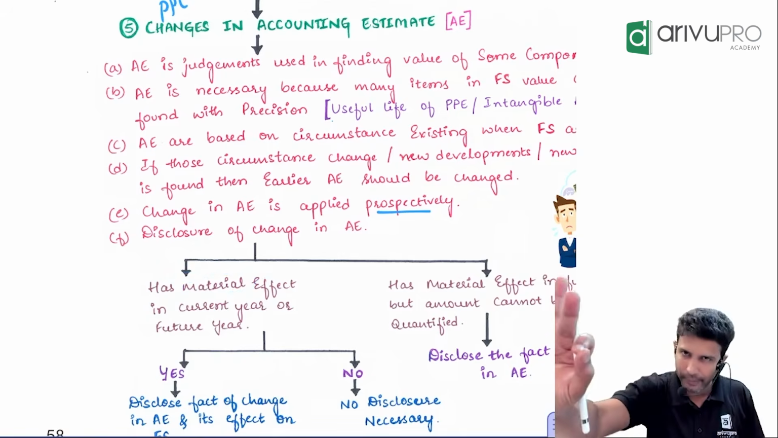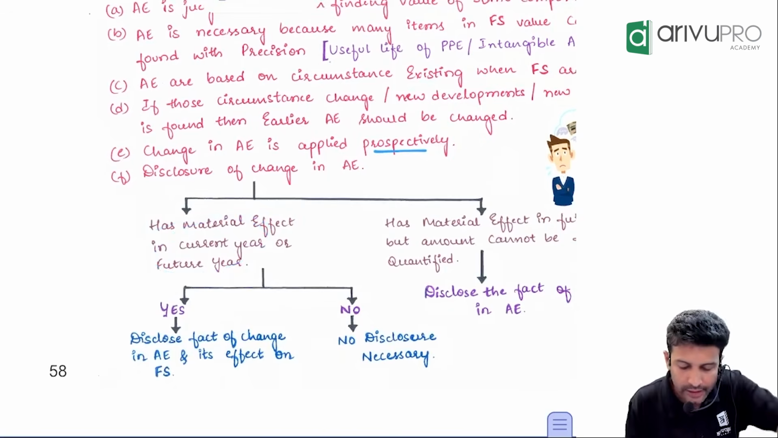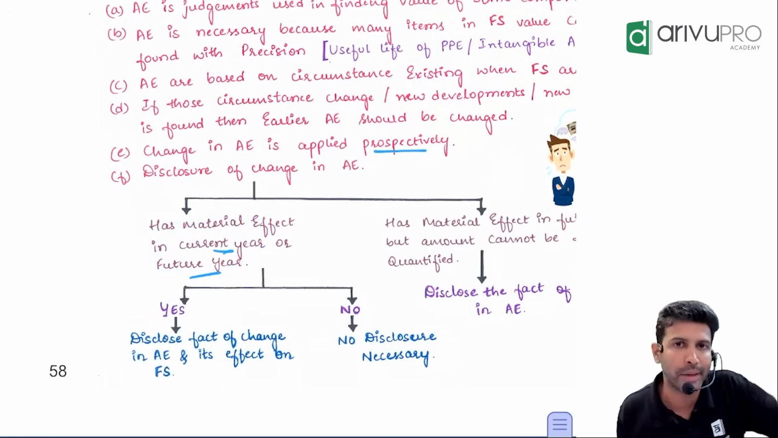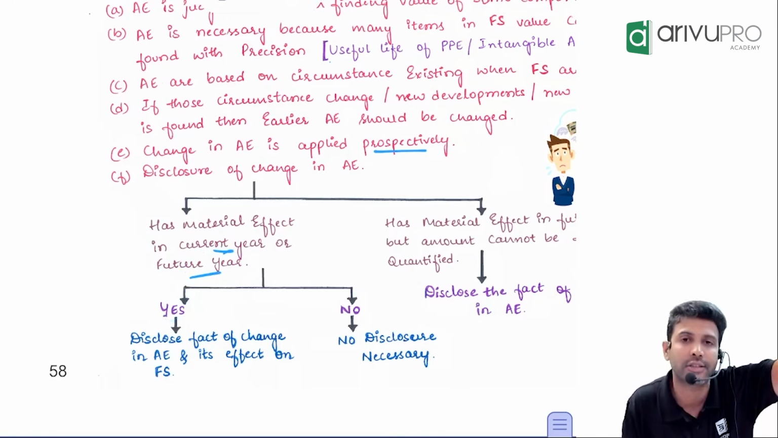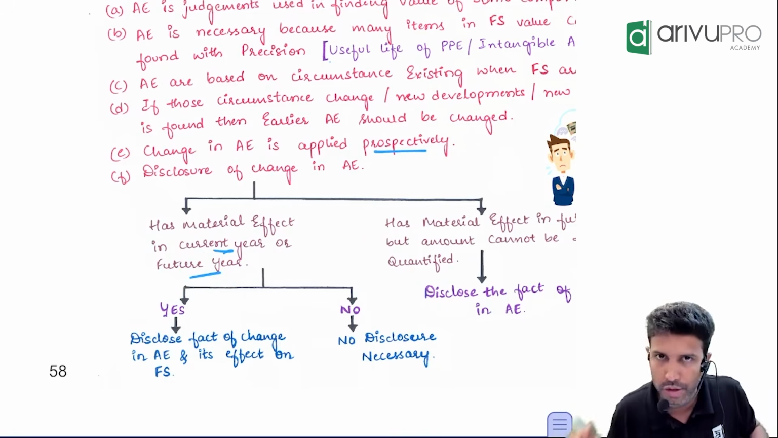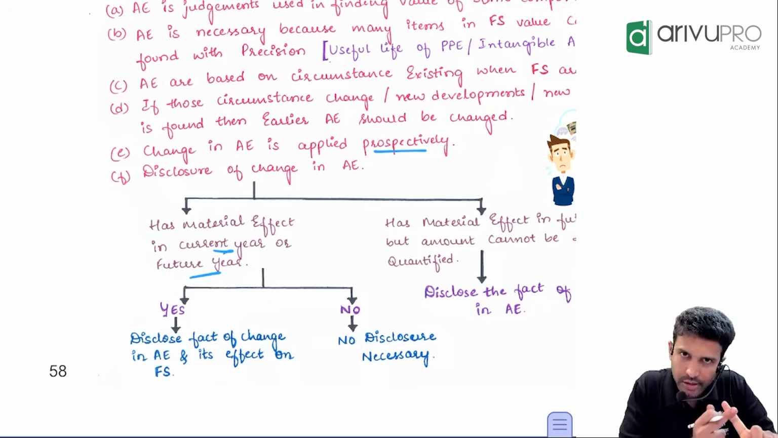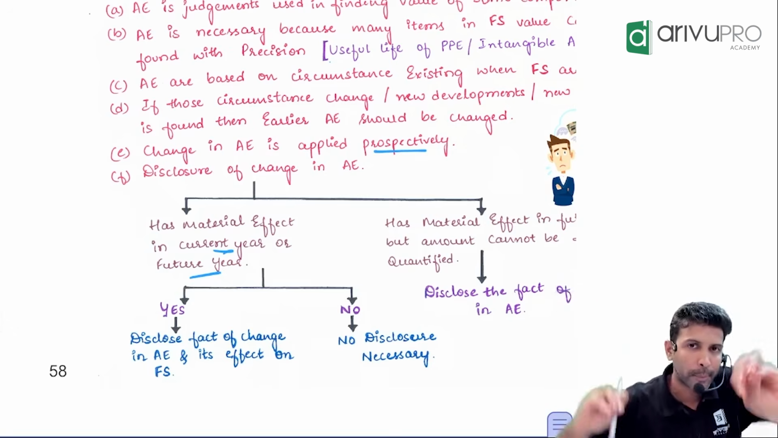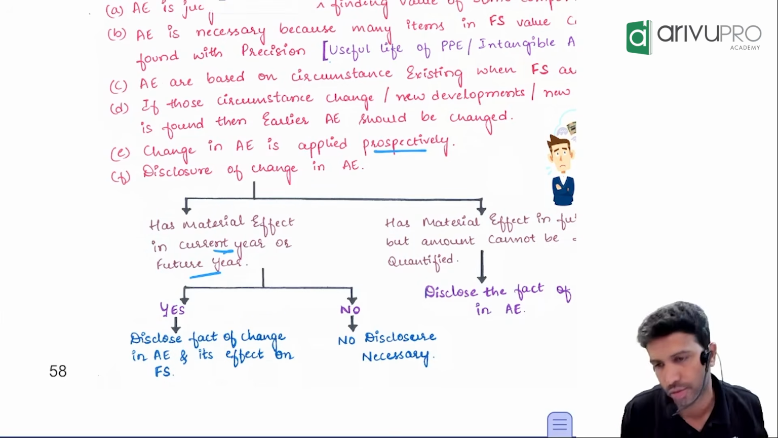If it's a major impact, then ask yourself this one question: whether that major effect is felt in the current year or future years. Due to the estimate change, is your financial statement majorly getting affected in the current year or future years? If the answer is yes, then you will have to disclose this fact in your notes to accounts. What disclosure? I have changed an accounting estimate. Due to this change, my balance sheet value is changing by so and so. My PPE in the balance sheet is changing by this much. My P&L is getting affected by this much. That effect you need to mention in notes to accounts.